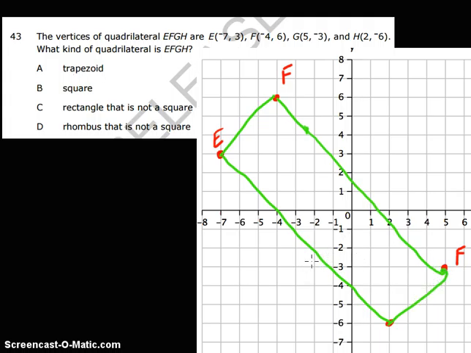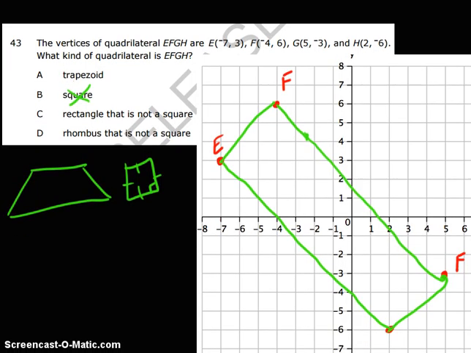So it looks like it definitely is not a square, right? So we have to make sure that square is out. And it sure doesn't look like a trapezoid, because the trapezoid looks like this one, and the square is this one, where all the sides are the same and the angles are 90 degrees. Now this leaves me with two choices, the first one being a rectangle that is not a square.